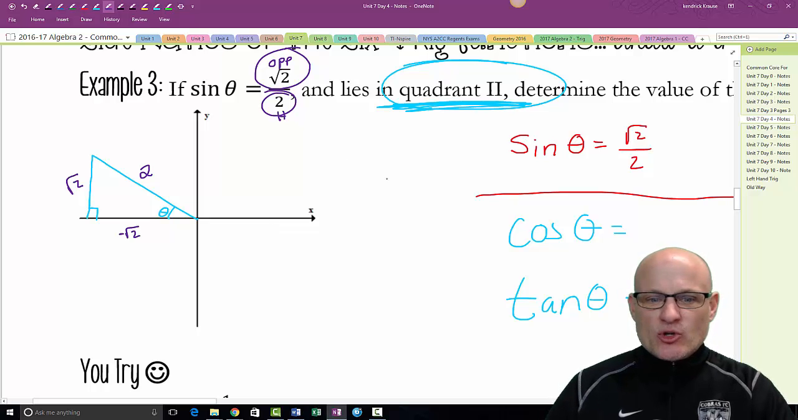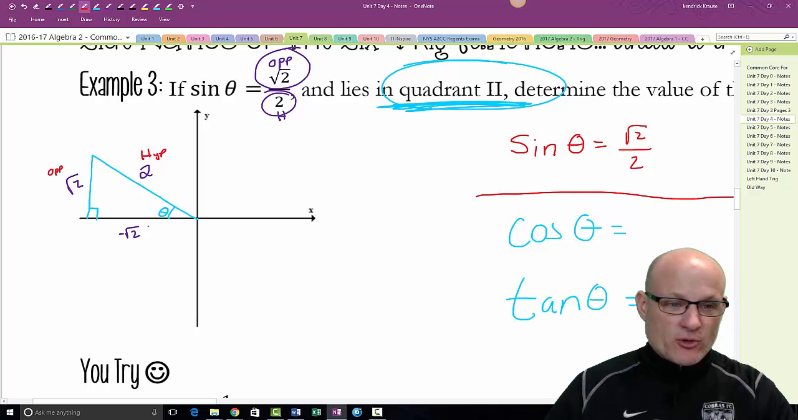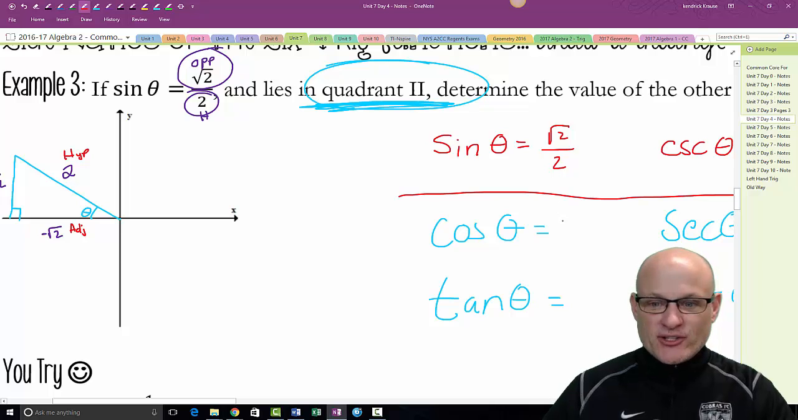All right. So cosine, I probably ought to label this. This is my hypotenuse. This is opposite, which we've already determined. And of course, this is adjacent. So I'm all set. Now these are easy. Adjacent over hypotenuse: negative radical 2 over 2. Tangent: the square root of 2 over negative radical 2, which is really just negative 1.